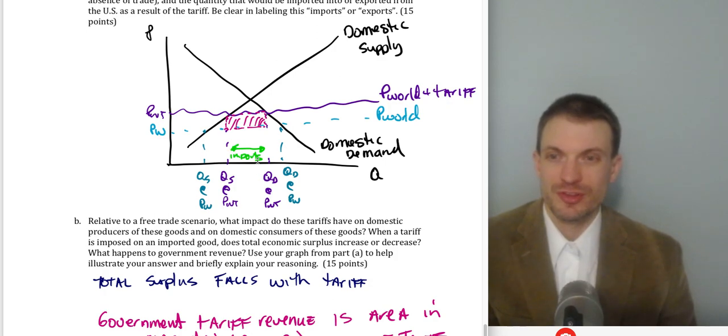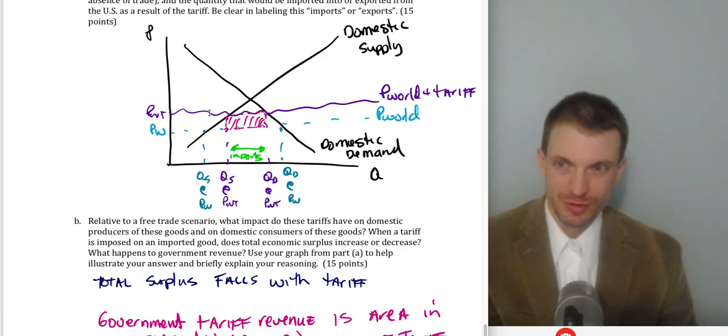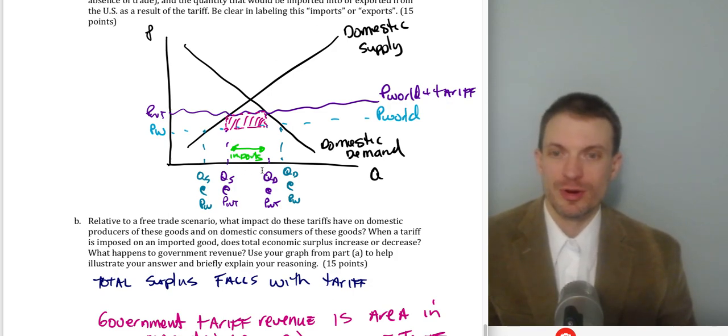The size of the imports is going to be the difference between QD, the quantity demanded at the tariff-inclusive world price, and the quantity supplied at the tariff-inclusive world price. Consumers are actually going to buy this quantity, QD, at the tariff-inclusive world price. The first QS units are going to be produced domestically, right? Because the domestic supply curve lies below the world supply curve. Domestic costs are lower than world cost up to this price. And then these units are going to be imported.